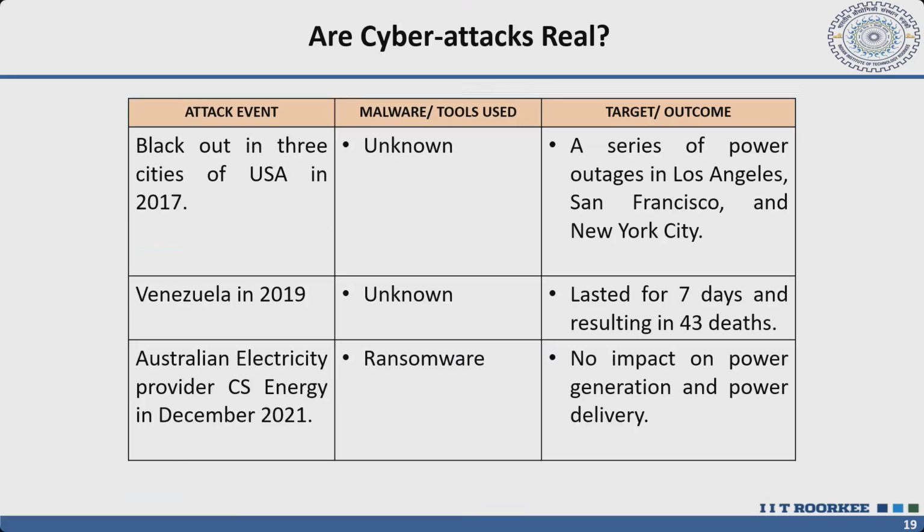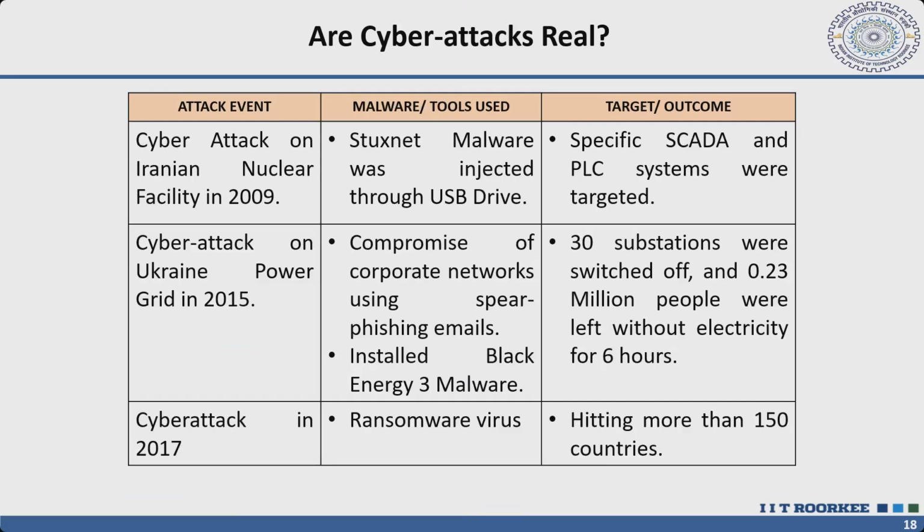the article available. Through this, the attacker targeted 30 substations. They switched off 30 substations. 0.23 million people were affected, and they were left without electricity for more than 6 hours. So that was the impact of the attack which was done on the Ukrainian power system in December 2015.